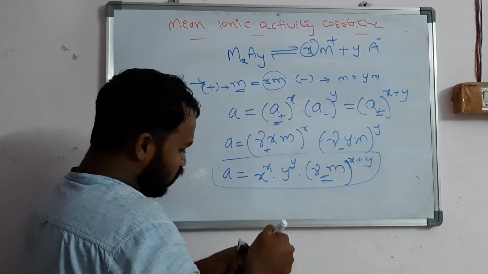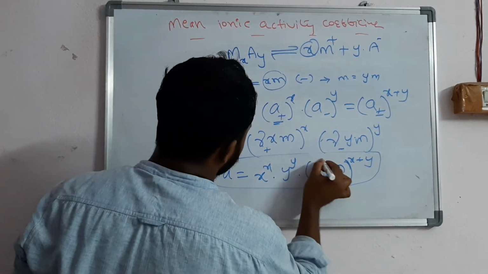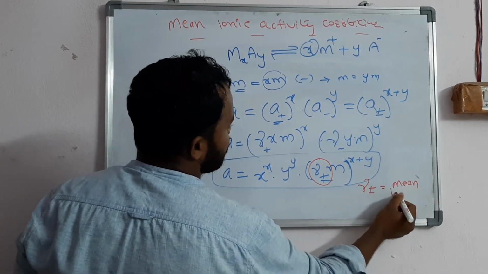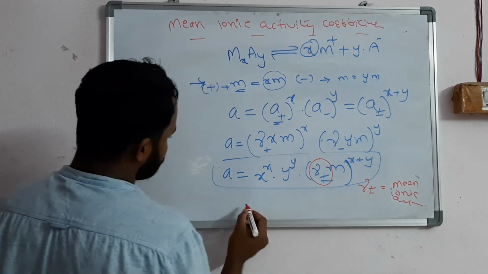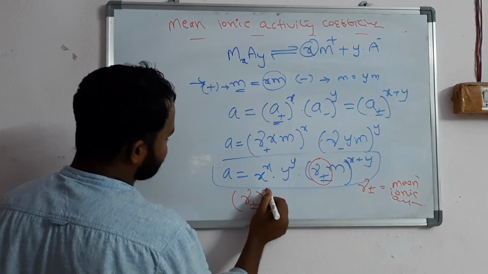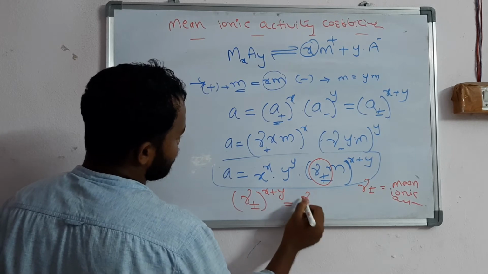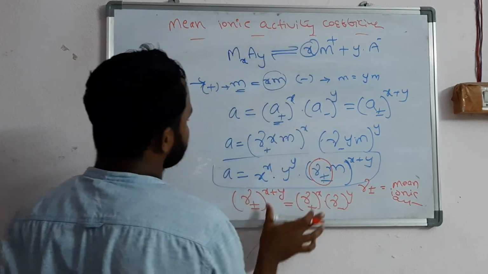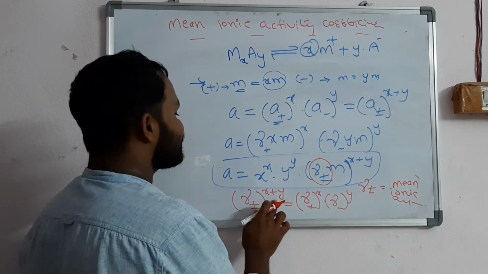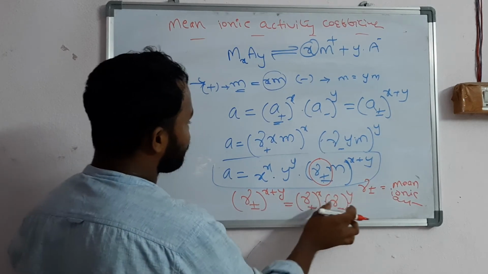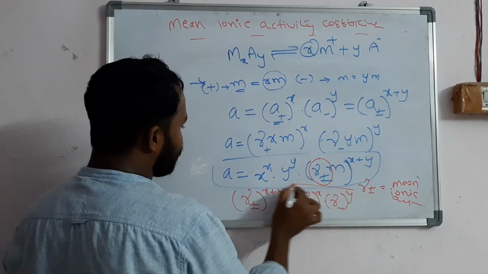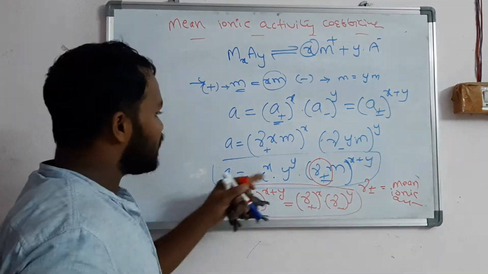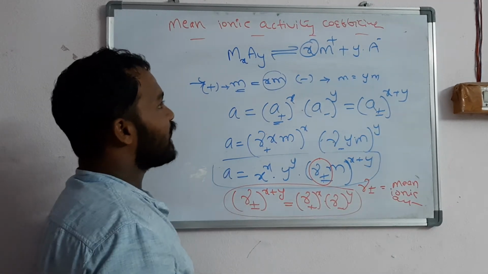Here we have the activity coefficient. You should write gamma plus or minus is the mean ionic activity coefficient. So gamma plus or minus all to the power of X plus Y is equal to gamma plus power X into gamma minus whole power Y. So these are the mean ionic activity coefficient. Very important. Many times asked in basic competitive examinations like SET examination and state level entrance examinations, they will ask mean ionic activity coefficient.